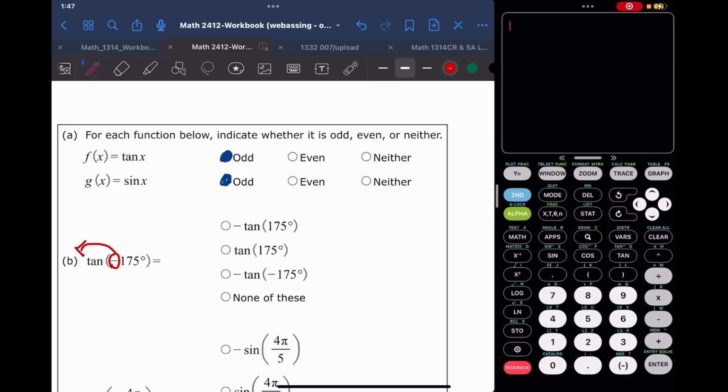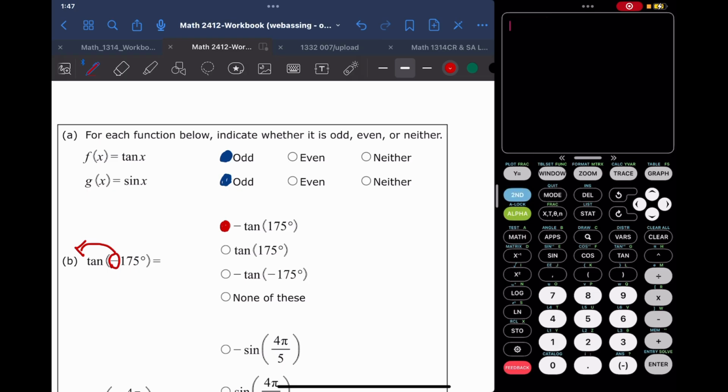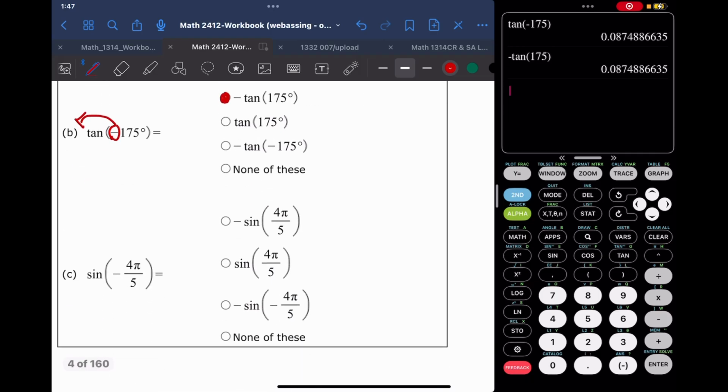Now to check this, it would be the first one here. So to check this, you can just type this into the calculator. The first thing you want to do is make sure you have the correct mode, whether it's degree or radian. So right now we're doing degree. And so that's going to be tan of negative 175. And I get that decimal. And if you want to check our solution, you're going to press negative tangent 175. And if you get the same solution, then that's your equivalent answer.